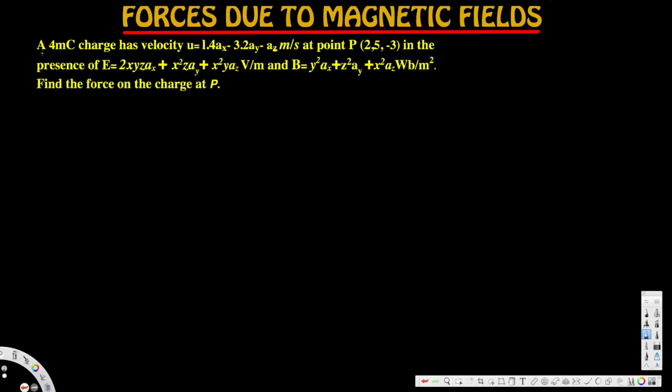This question is asking: a 4 millicoulomb charge has velocity u = 1.4 ax - 3.2 ay - az meters per second at point P(2, 5, -3) in the presence of an electric field that's given by this expression, and the magnetic field is given. Find the force on the charge at P.